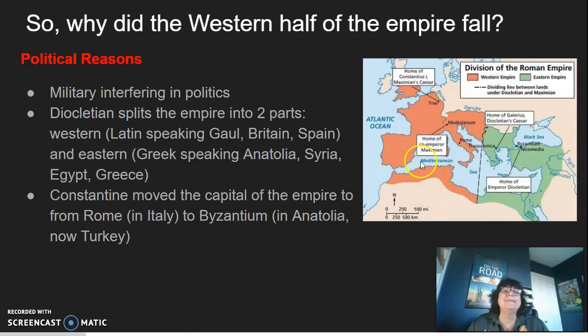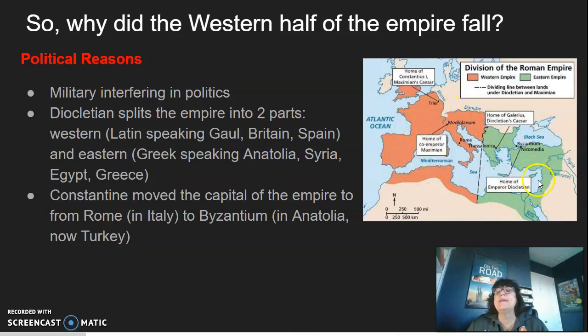Okay, it's all right. On the eastern half, they actually spoke Greek. The educated people would also be able to read Latin, but on the eastern part, they spoke Greek. And so this is Anatolia, which today is Turkey, Syria, Egypt, Greece. They spoke Greek in that region. So by language, it was a natural split. It also allowed easier control and having a center.